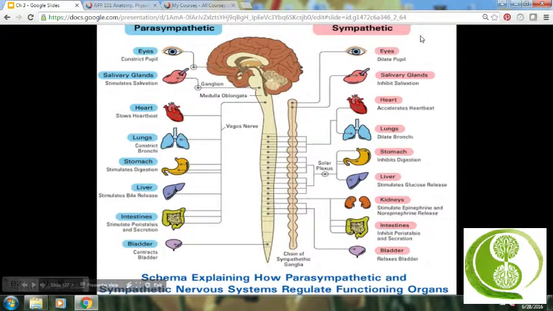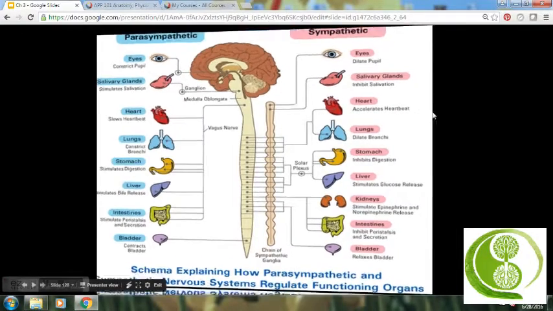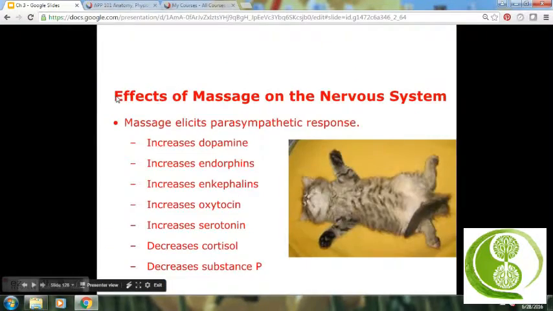Then when you get to sympathetic, when we feel like we're in danger or we're stressed, our pupils dilate, the salivary glands are inhibited, the heart rate increases.